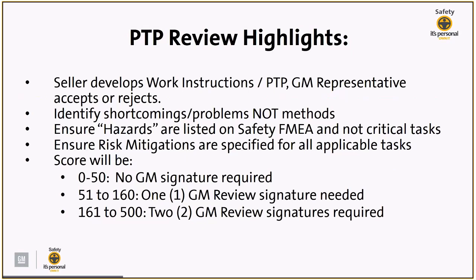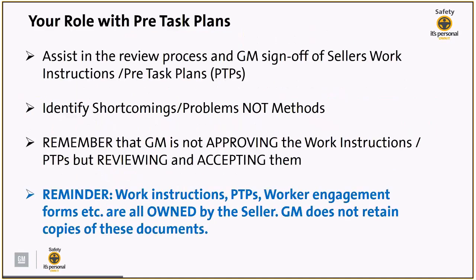And for scoring, just a reminder: for 0 to 50, which is low risk, no GM signature is required. For 51 to 160, there is 1 GM signature required. And for 161 to 500, which is high risk, there are 2 GM review signatures required. Once again, GM reviews, the seller approves.